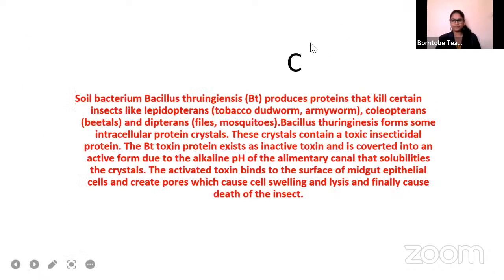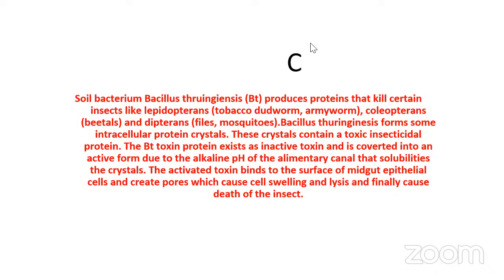Let us read out the slide. Soil bacterium Bacillus thuringiensis, BT, produces proteins that kill certain insects like lepidopterans, tobacco budworm, armyworm, coleopterans, beetles, and dipterans like flies and mosquitoes. Bacillus thuringiensis forms some intracellular protein crystals. These crystals contain a toxic insecticidal protein. The Bt toxin protein exists as an inactive toxin, and it is converted into an active form due to the alkaline pH of the alimentary canal that solubilizes the crystal. The activated toxin binds to the surface of midgut epithelial cells and creates pores, which causes cell swelling and lysis and finally causes death of the insect.